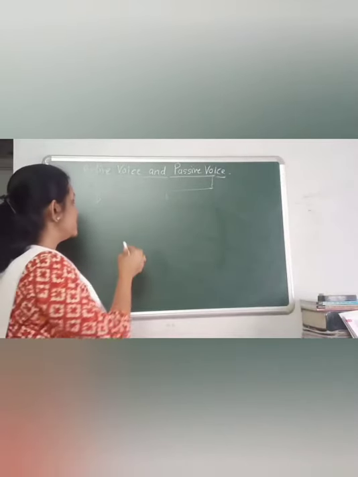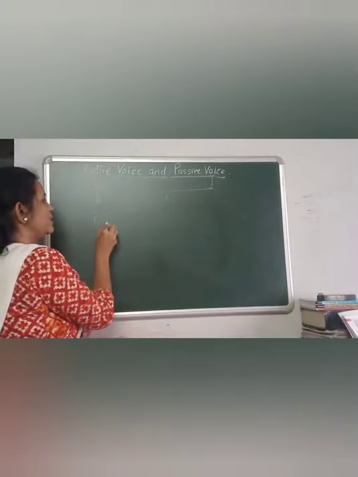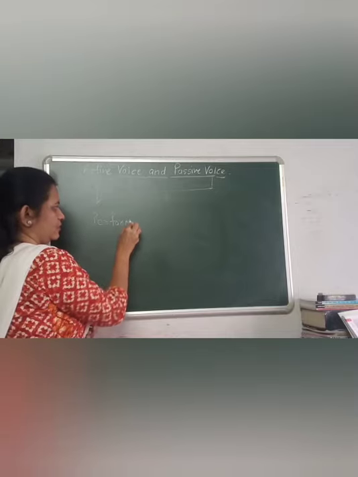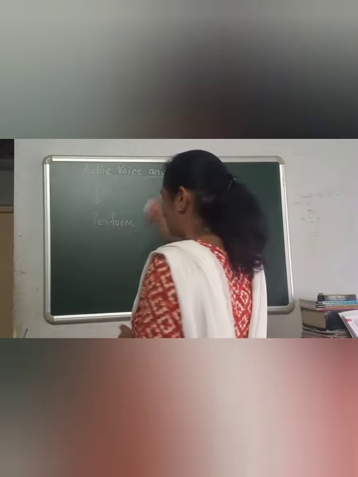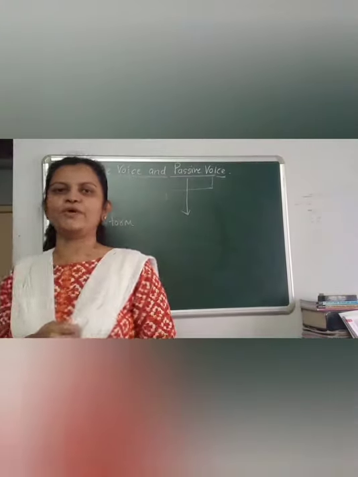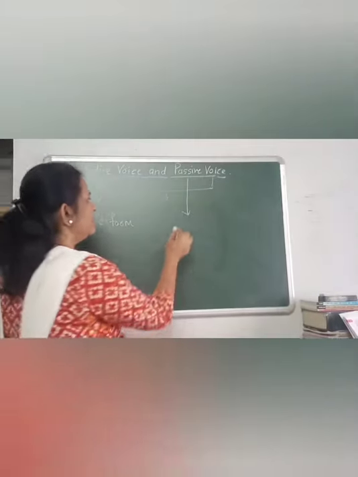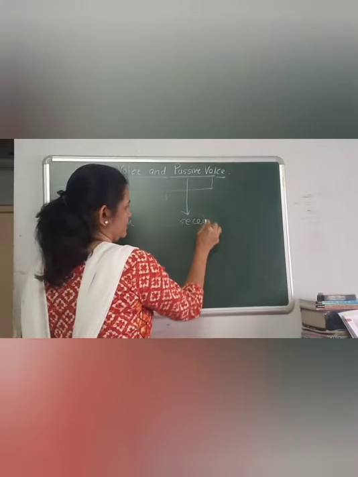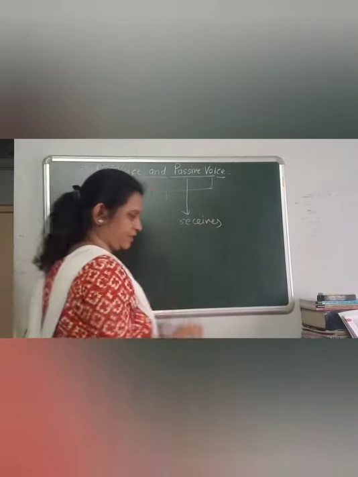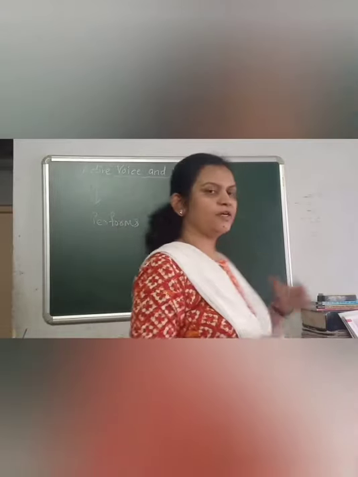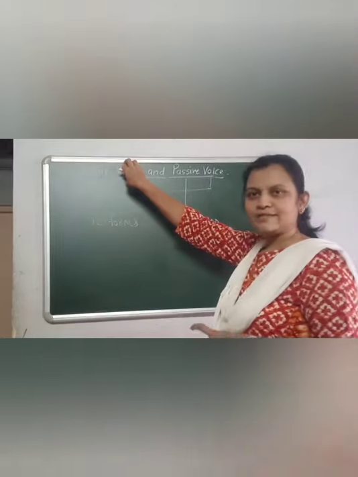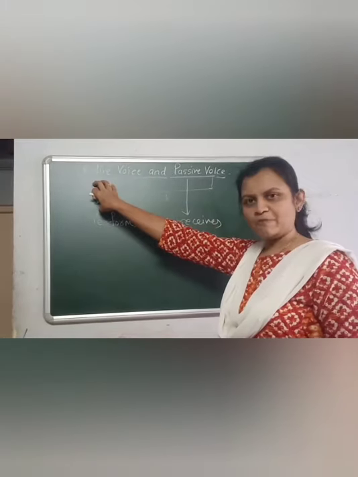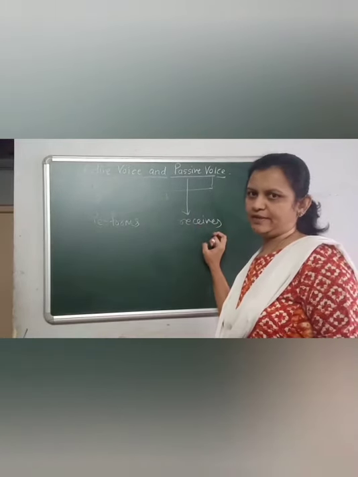Now see, in active voice, what is the subject doing, what is the doer doing? In active voice, the doer is performing the action. And in passive voice, the doer, the subject, receives the action. Here he performs the action, here he receives the action. Means the voice of the sentence tells us whether the subject is performing the action or receiving the action.